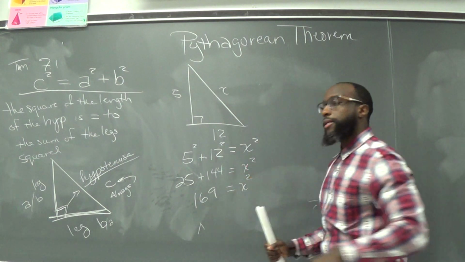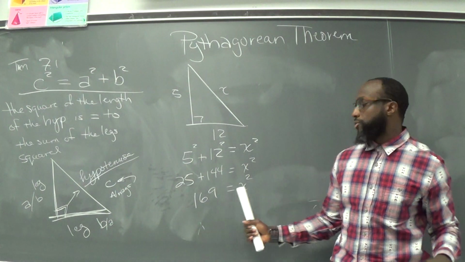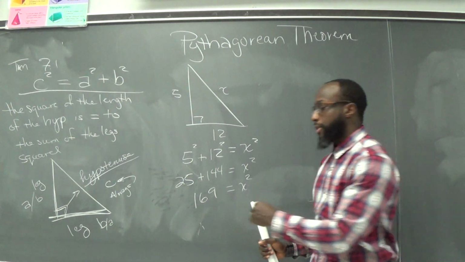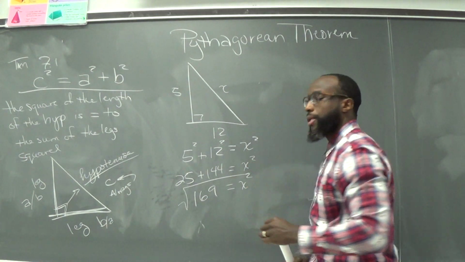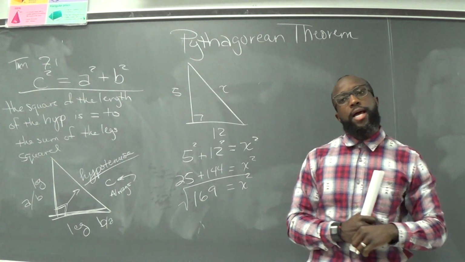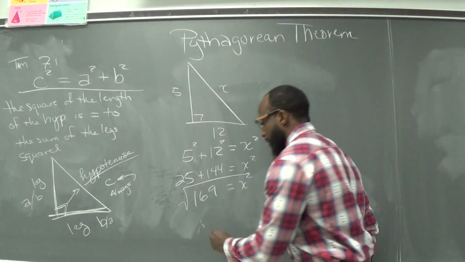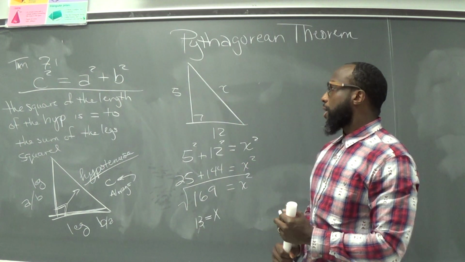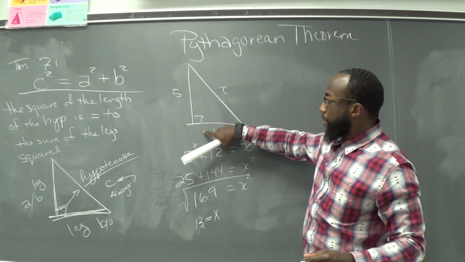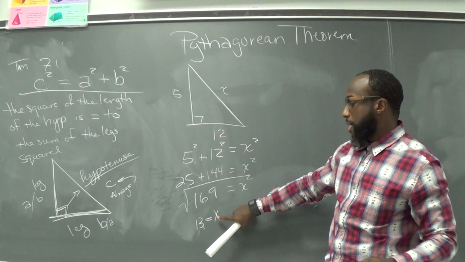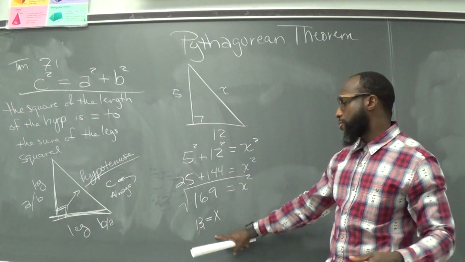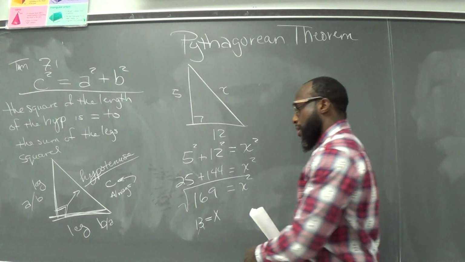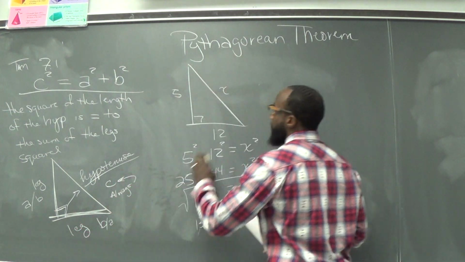25 plus 144 is 169. Alright, so we already know how to undo squares. In order to undo squares, we need to take the square root. The square root of 169 is 13. Very good. So x equals 13. That's simple. But what if we have a word problem?